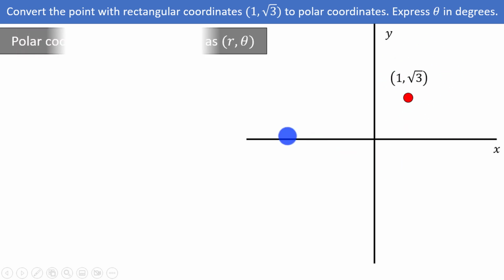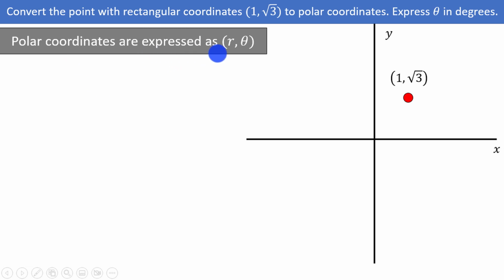Polar coordinates, on the other hand, are expressed as r, theta. So we want to know what angle theta would we have to travel counterclockwise from the positive x-axis in order to be in the direction of this point. And then also, how many units out in that direction should we go, which will be r. We can figure this out by using the formulas from earlier.